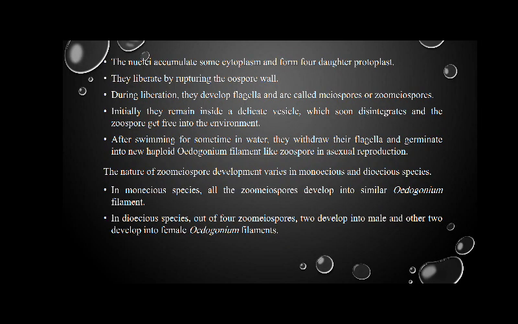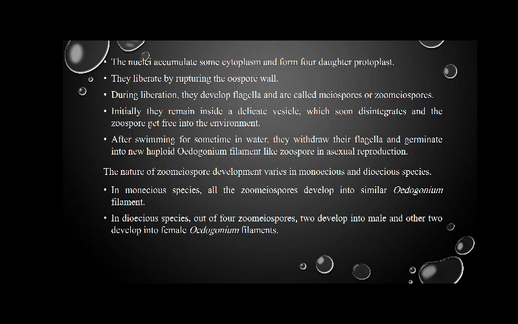The nuclei accumulate some cytoplasm and form 4 daughter protoplasts. They are liberated by rupturing the oosporial wall. They develop flagella and function as meiospores. That is, after meiosis, zoospores are developed, so they are known as meiospores. Initially they remain inside a vesicle, which then disintegrates, and the zoospores become free in the environment.